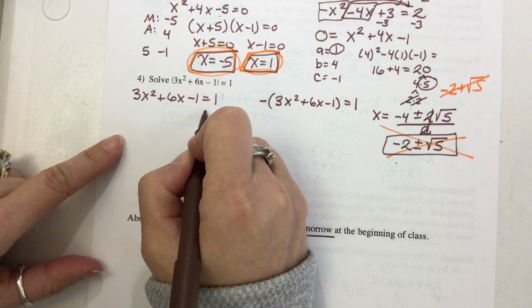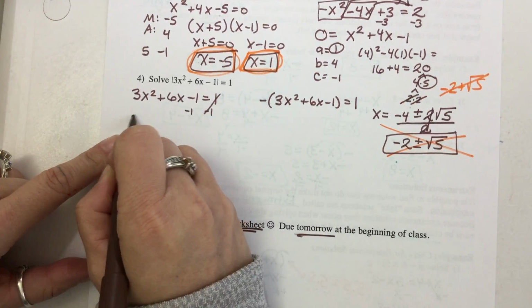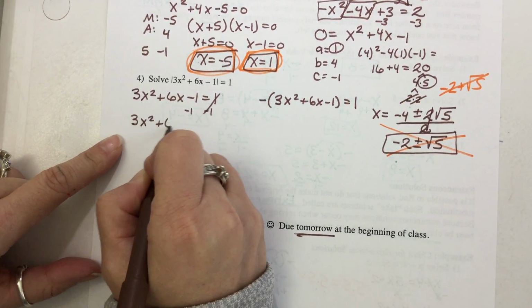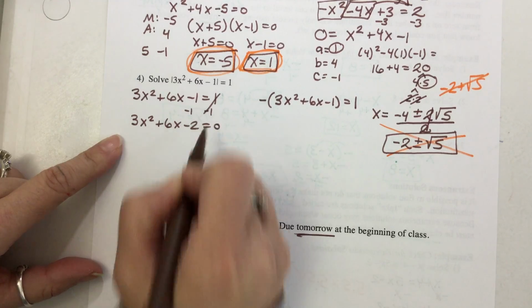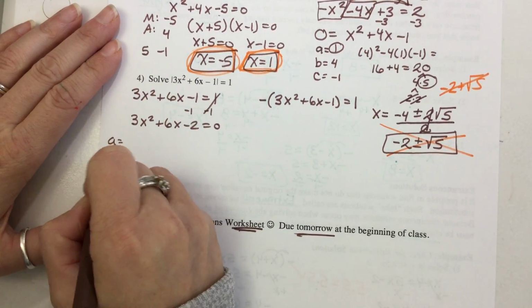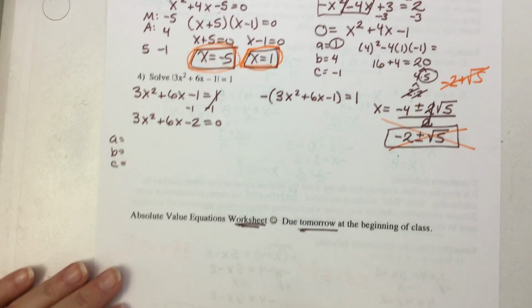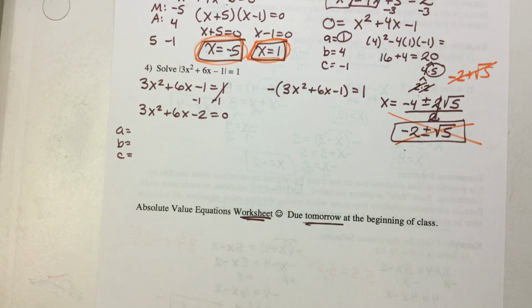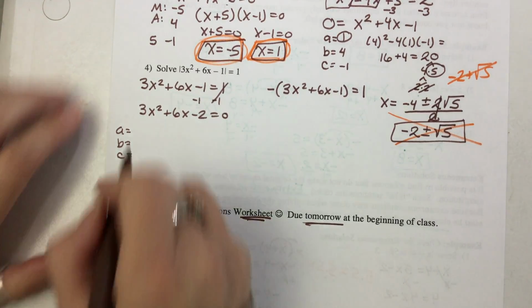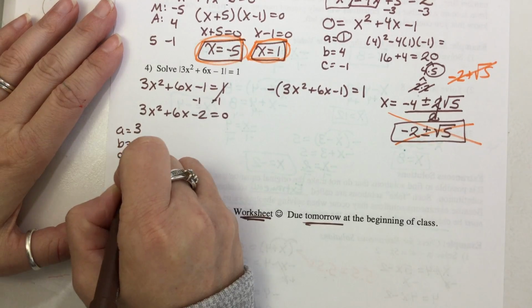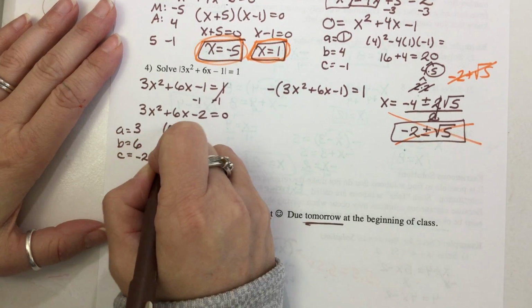Get this set equal to 0. So if I minus 1, I have 3x squared plus 6x minus 2 equals 0. I'm just going to go ahead and do the quadratic because I do have that number in front. I can factor it, but it's kind of a long process. So a is 3, b is 6, c is negative 2.